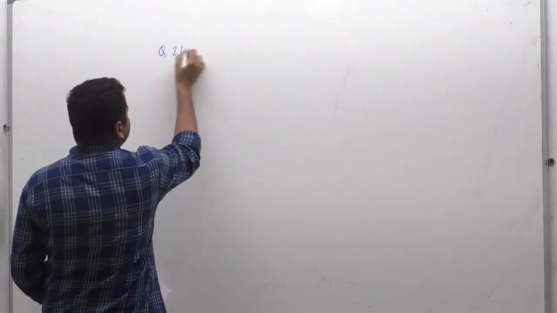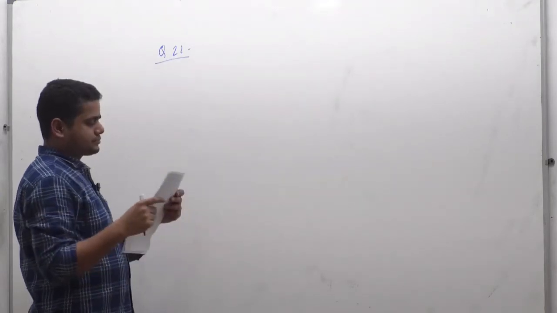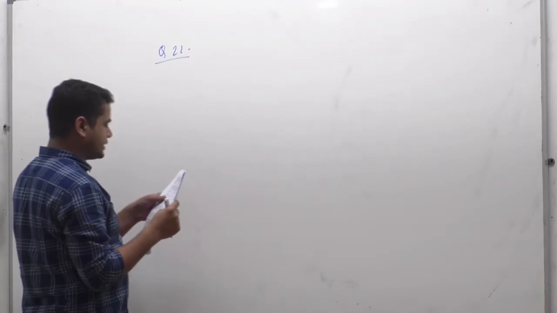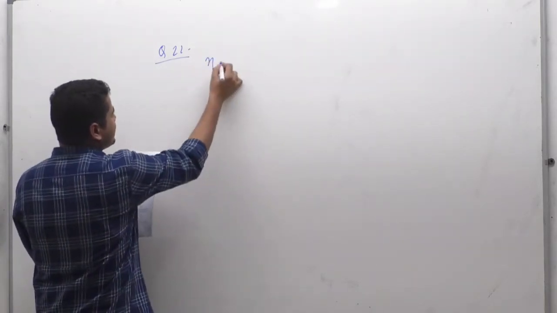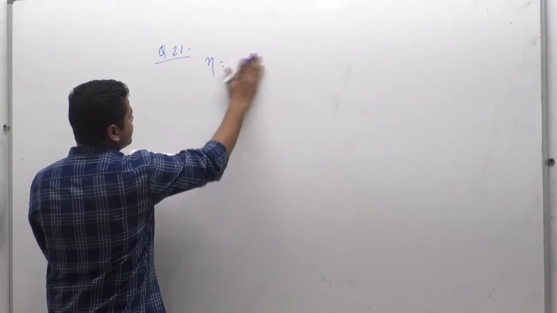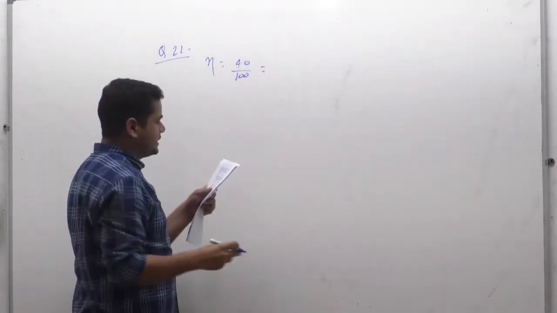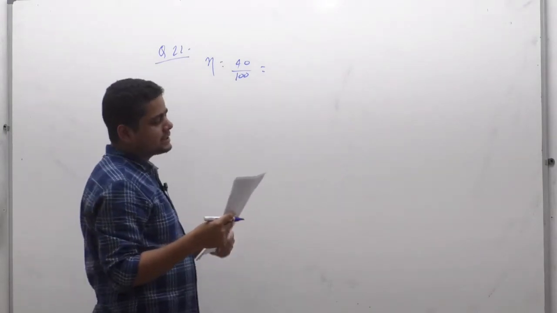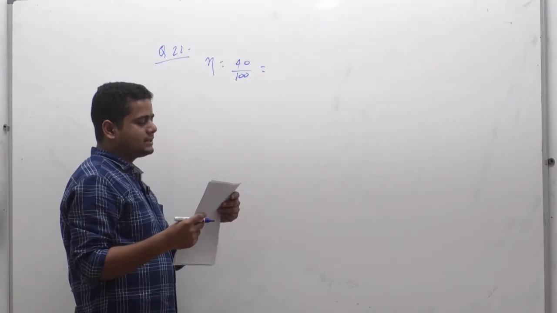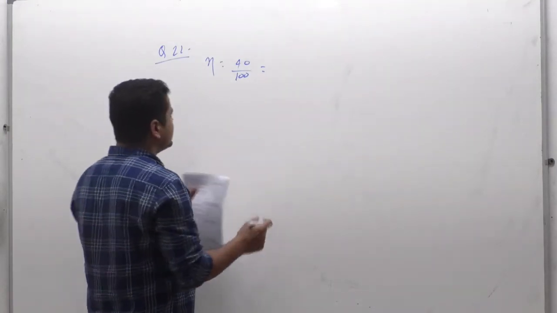In question 22, what they have given to us, the sink temperature of a Carnot engine of 40% efficiency is at 300 Kelvin. Okay, so efficiency they have given as 40%. So you can write like that, 40 by 100 efficiency. Okay, sink temperature is how much? 300.